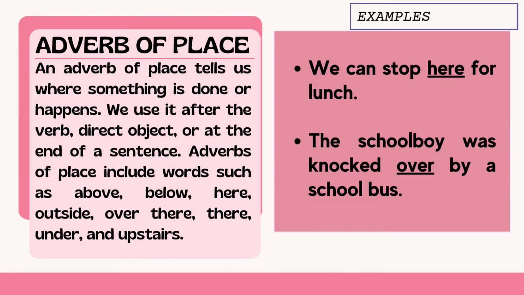Adverb of place. An adverb of place tells us where something is done or happens. We use it after the verb, direct object, or at the end of a sentence. Adverbs of place include words such as above, below, here, outside, over there, under, and upstairs.